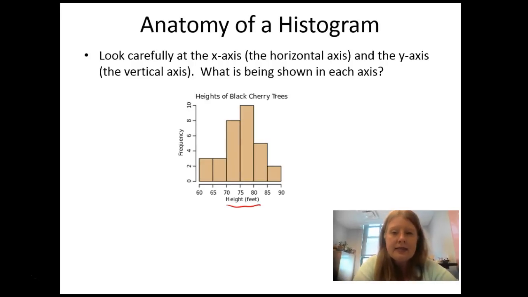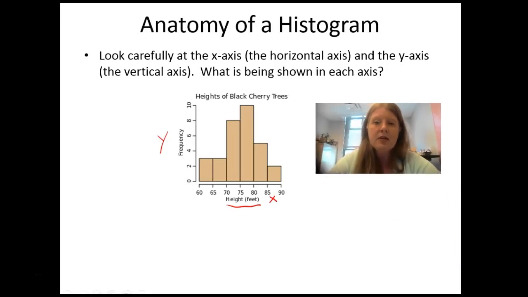So the x-axis, again, that's our horizontal axis. The y-axis is our vertical axis. The x-axis will always display the units of what you are measuring. So here we're looking at the heights of black cherry trees. So height is what we're interested in displaying. Height is what is on the x-axis. So always, always, always in a histogram, what you are measuring goes along the x-axis. And then the frequency is along the y-axis. And by frequency, we mean the number of individuals that fall within each of these intervals, or the percentage of individuals who fall within each of those intervals.